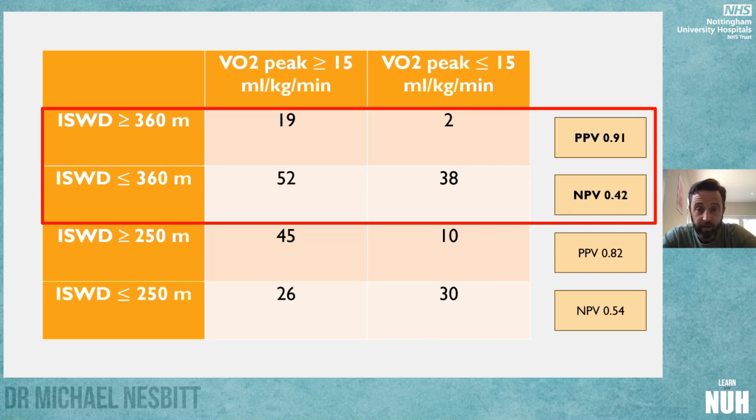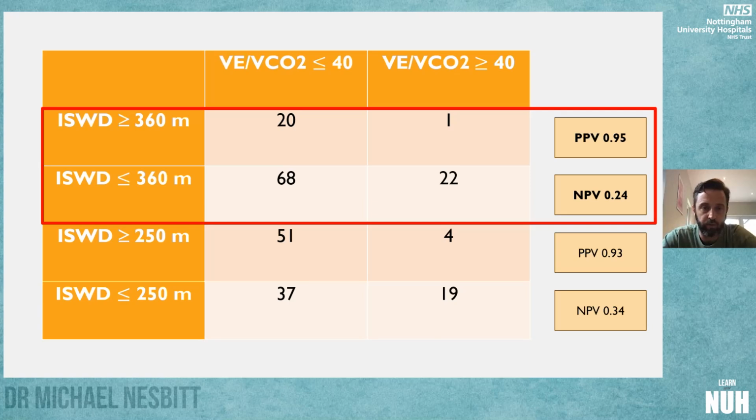You'll notice that the negative predictive value is significantly worse than that, and I'll talk more about why that might be towards the end. A similar pattern for a 250 meter threshold, but the positive predictive value, as you would imagine, not quite as good. For an anaerobic threshold of more than 11, there was a positive predictive value of 0.95. So 20 of the 21 patients who achieved more than 360 meters on their shuttle walk had an anaerobic threshold of more than 11. And the results were the same for predicting VE/VCO2 less than 40.